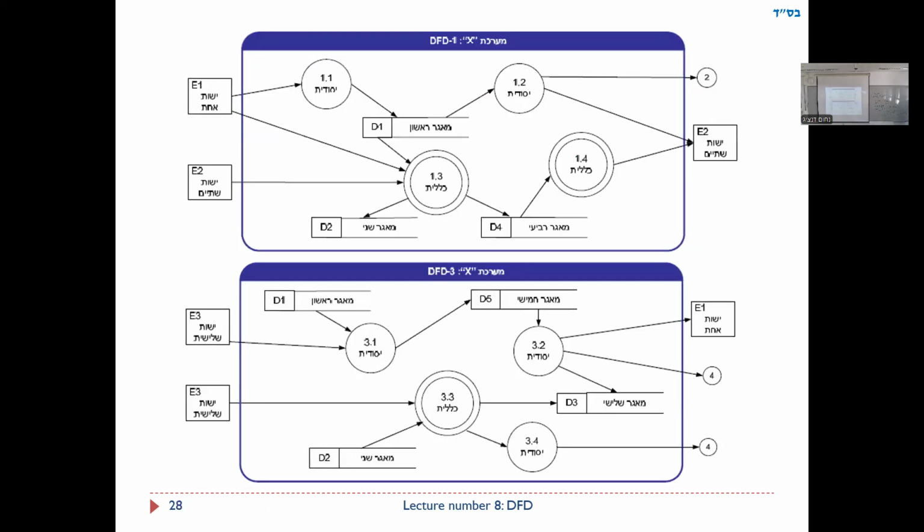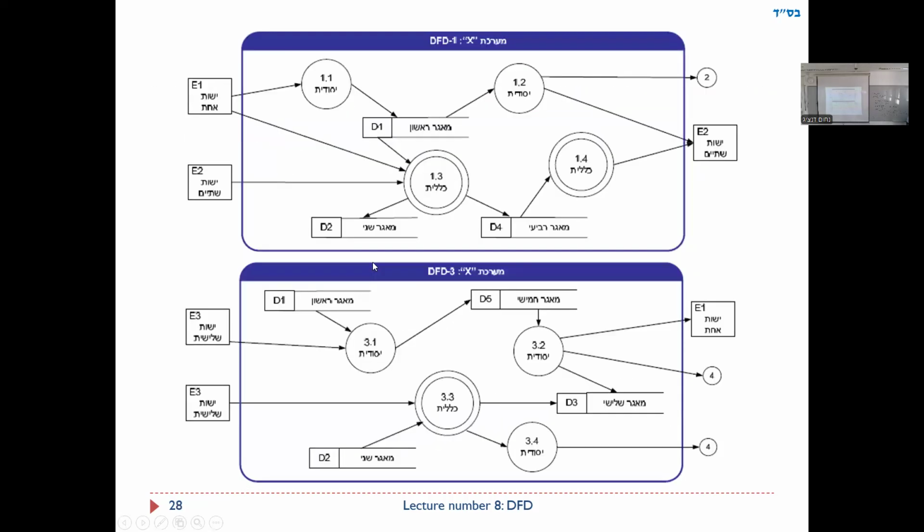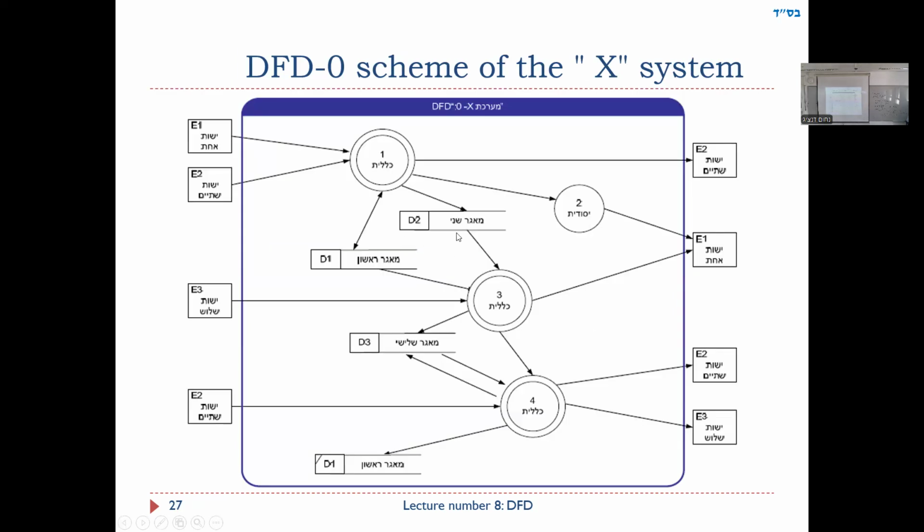Let's see. So here's DFD 0, here's DFD 1 and DFD 3. Now let's look at that. DFD 1, who does he write to? He writes to database 1 and database 2. He also reads from database 1. So if we go into DFD 1, we see he's writing to database 1 and reading from database 1 and writing to database 2. That's what we saw over here. He was writing to database 2. He's not reading from database 2 because 3 is reading from it.